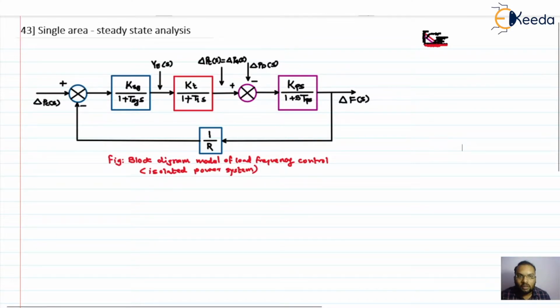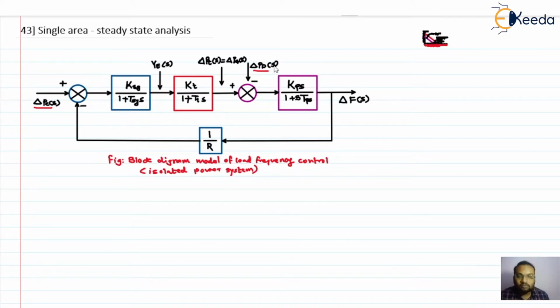If you see here in this block diagram, there are mainly two inputs. One is the commanded change in the output power, and the second one is the change in the power demand. So these are the incremental inputs to the load frequency control system. This is the load frequency control system, and for this system we have these two incremental inputs.